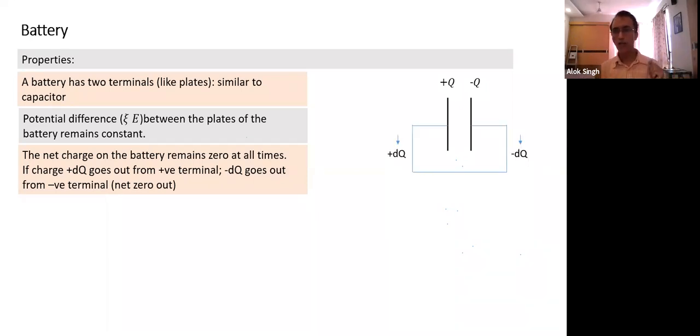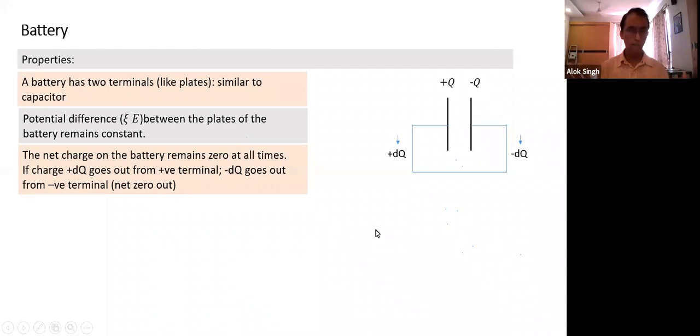Or the other way of saying it is, what does this figure indicate? From the positive terminal, dq charge flows out. From the negative terminal, minus dq charge will flow out. So in that case, what is the net flow out? If I take the whole thing as a system, what is the net flow out from the system? Net flow out is plus dq minus dq, so the net flow out is 0. So that is one way of saying the net charge on the battery remains 0 at all times. If charge dq goes out from the positive terminal, minus dq goes out from the negative terminal. What principle am I following? Net 0 out. I can state the same thing in a slightly different way, and we should understand both ways.